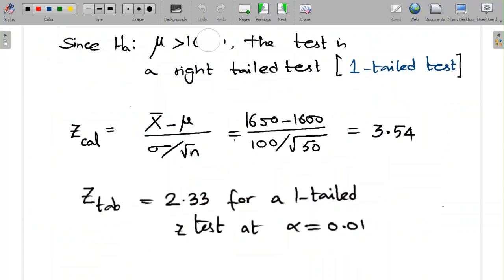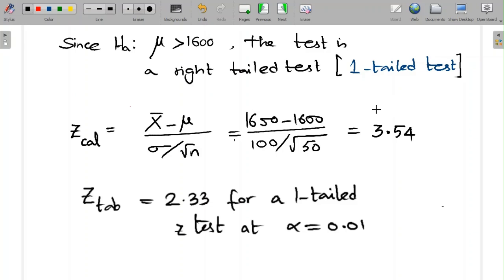So the test that we have here is a right-tailed test. So the test statistic does not change. It is still Z because we are comparing averages for a large sample. We find the value of the test statistic and it happens to be 3.54.